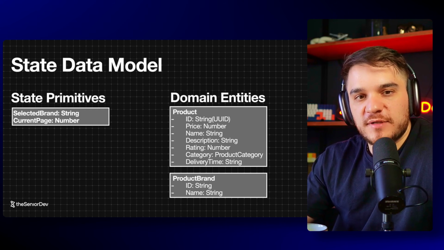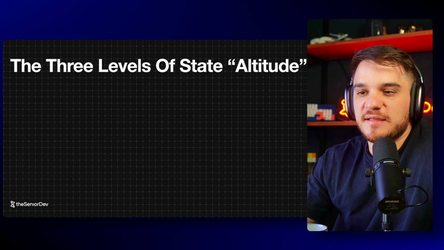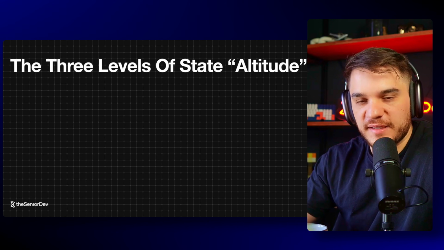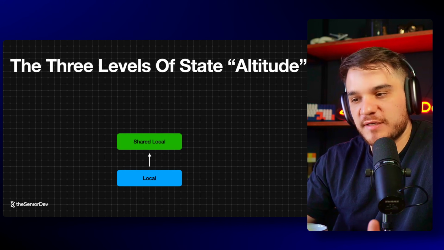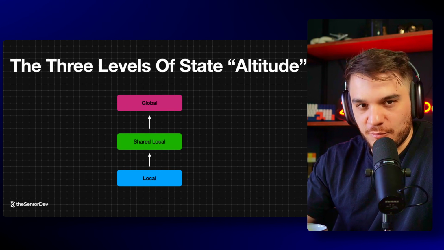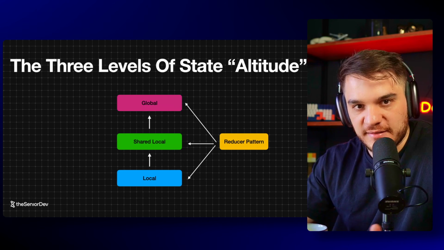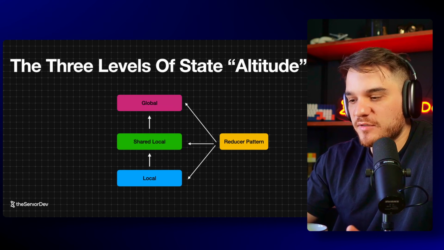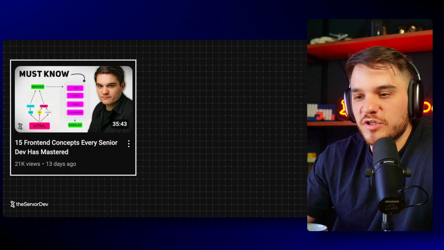Now, before we move on to the API modeling, let's look at lifting state. And there are basically 3 levels of state altitude. So how high the state will be in the component tree. You have our local state, which is at the very bottom. Then we have shared local state. And finally, global state. Each one of those can implement the reducer pattern if the state transitions are complex. I will not go in deep into the reducer pattern, but we do have another video on the channel where I do just that, so make sure you check that one out.